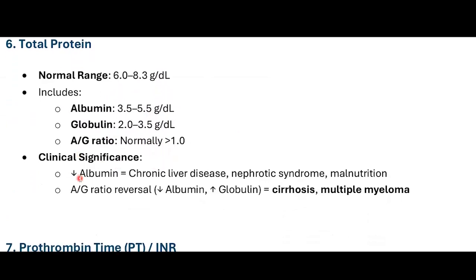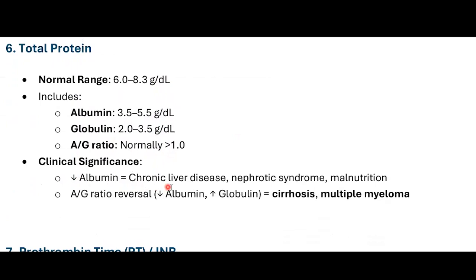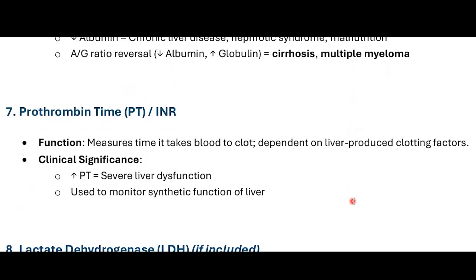Clinical significance: low albumin shows chronic liver disease, nephrotic syndrome, and malnutrition. AG ratio reversal means albumin is low and globulin is high, and that suggests cirrhosis and multiple myeloma. So this is the clinical significance of the proteins.